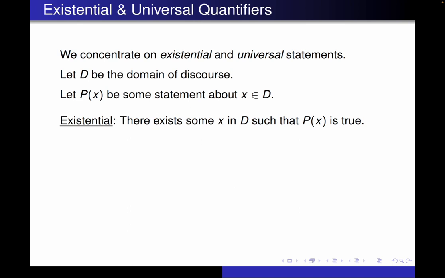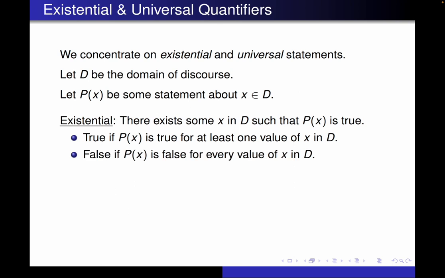And I want to talk a little bit about when that's true and when it's false. It's true if the statement P of x is true for at least one value of x in D. In other words, if you plug all the possible values of x in D into P of x, and at least one of them comes out true, then your existential statement is true. That means it's false precisely when P of x is false for every value of x in D. If you plug in all the values of x in D into P of x and get false every single time, our existential statement will be false.